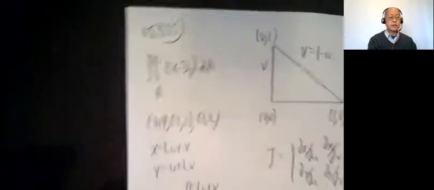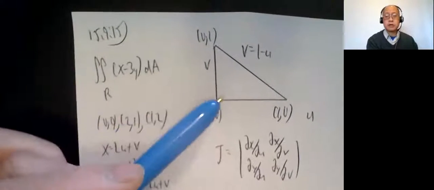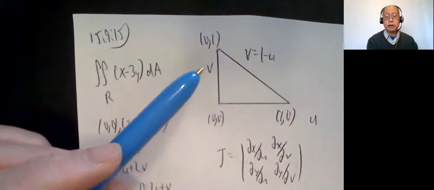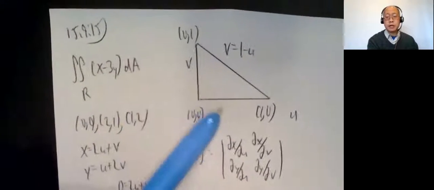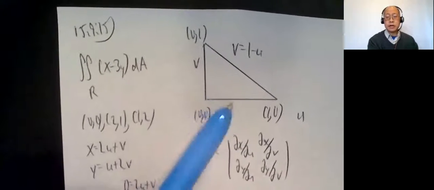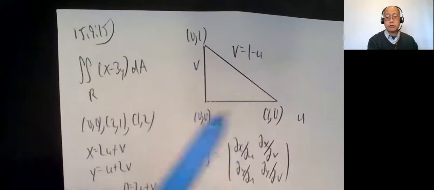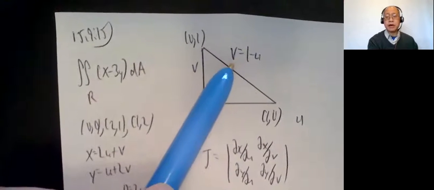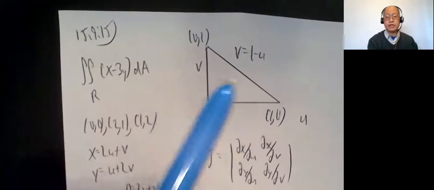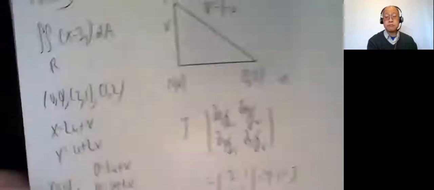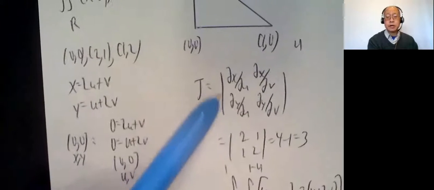All right, so in the uv plane, this is what the new picture looks like. And I erroneously integrated from 0 to 1 for both u and v, but it isn't. You can see from the picture that v equals 0 is the bottom, but the top is v equals 1 minus u. And then u is going from 0 to 1. And (u, v) is like (x, y). Then the Jacobian was 3.